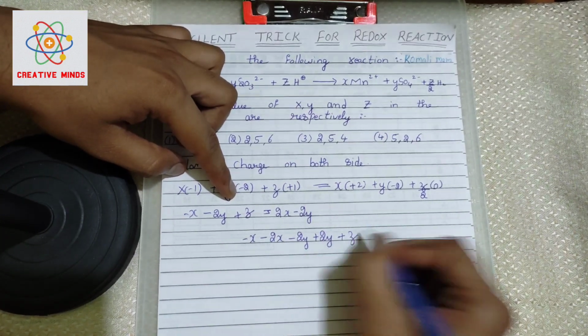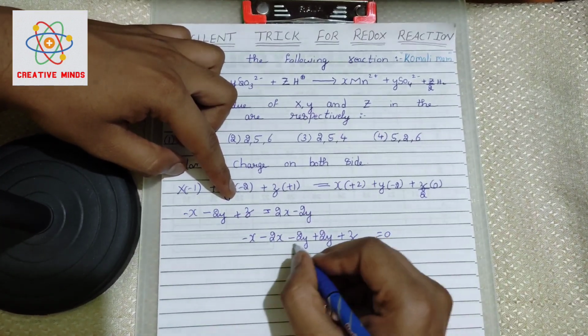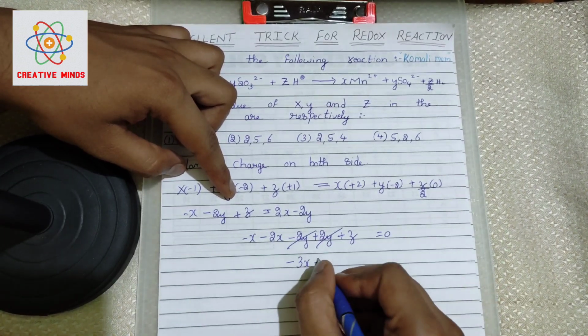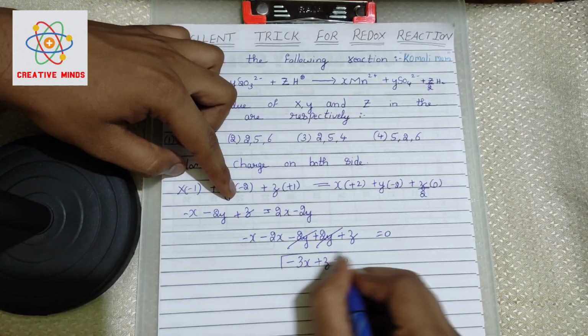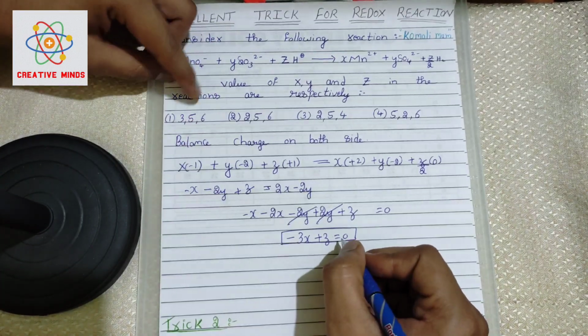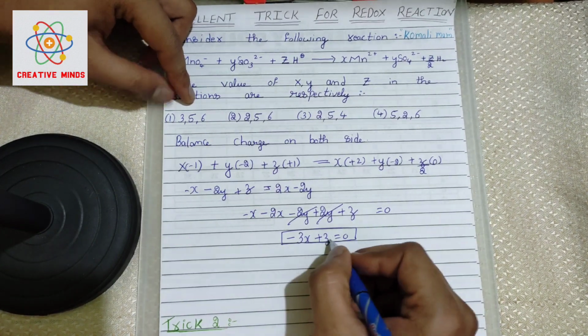Next, plus z is equal to 0. Now here minus 2y plus 2y gets cancelled. Minus 3x plus z is equal to 0. This is the equation we got. Now verify the options by putting them in this equation.